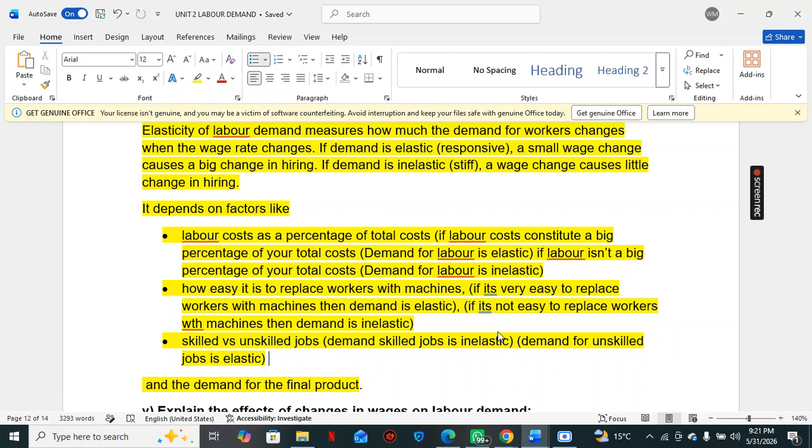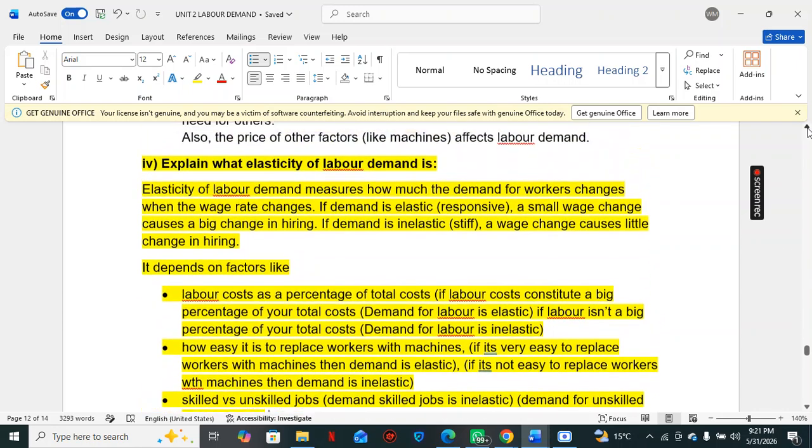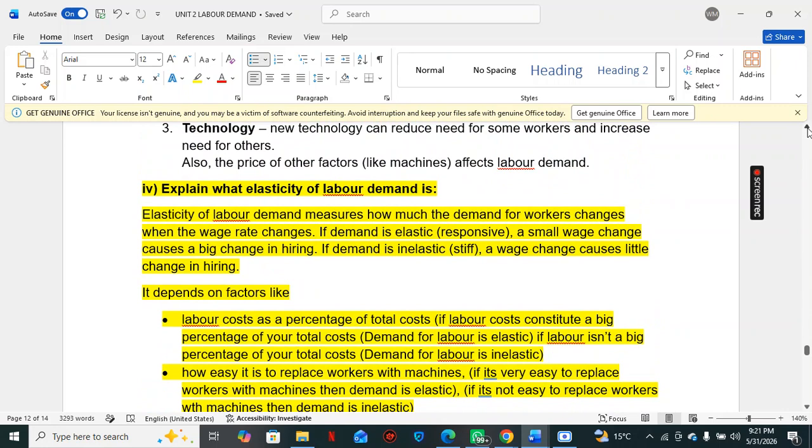So that is elasticity of labor demand. Are there any questions, queries concerning elasticity of labor demand?